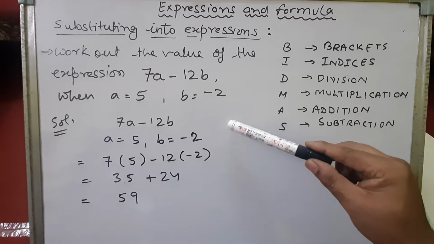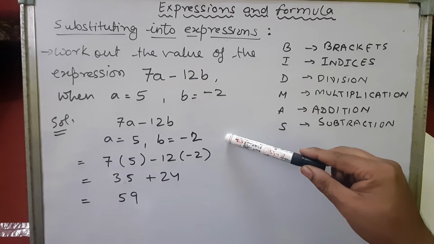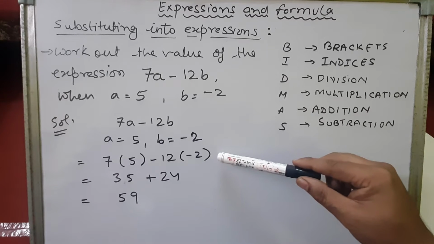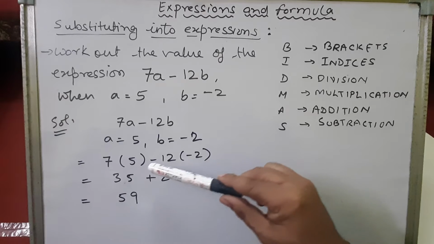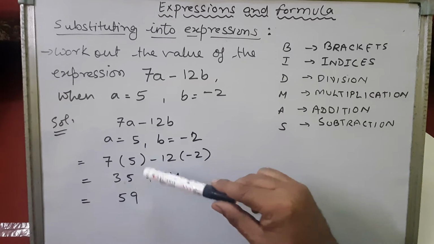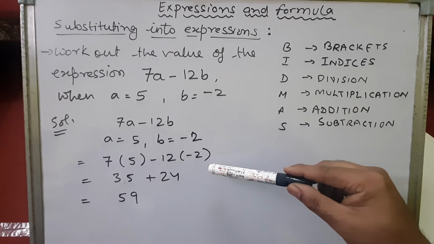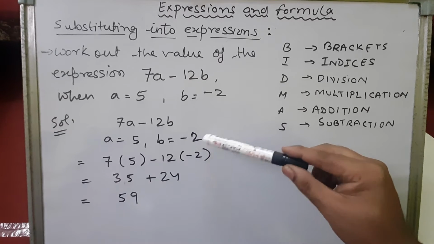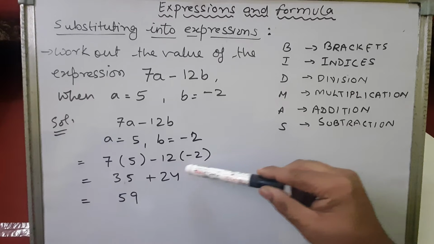7a minus 12b. a is 5, b is minus 2. Let's substitute 5 in place of a. So when we do that, we'll get 7, 5 inside the bracket, minus 12. Why are we putting brackets? Because if it is a minus sign, then it is easy to simplify. Without confusion, we can solve the minus sign. Like here, the value of b is minus 2, so let's write the value inside the bracket.